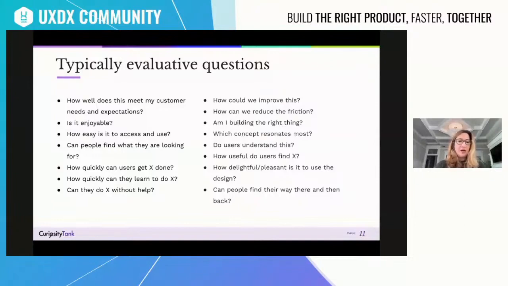Also, it could be a product description or write-up or a comparison of different products and services according to maybe different tiers of service. So the stimuli itself can also vary depending upon the team, but we typically are including evaluative questions in rolling research because it's more tactical.